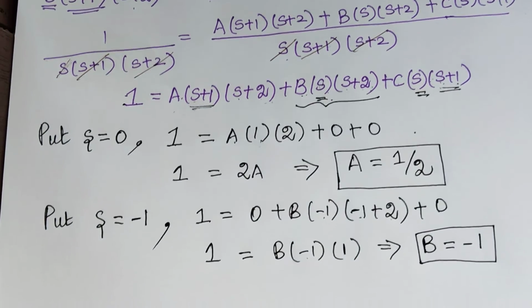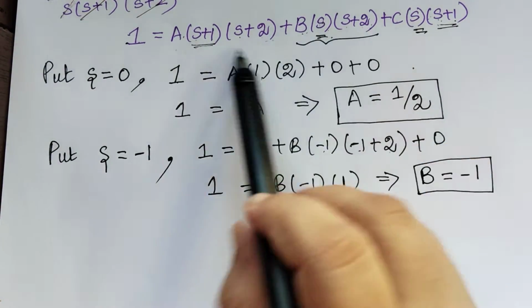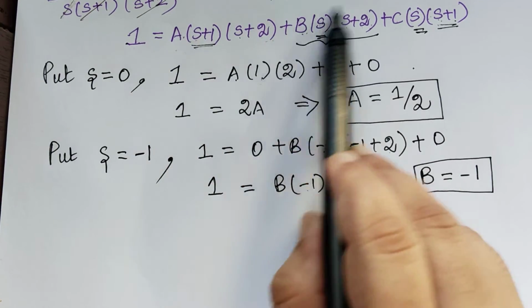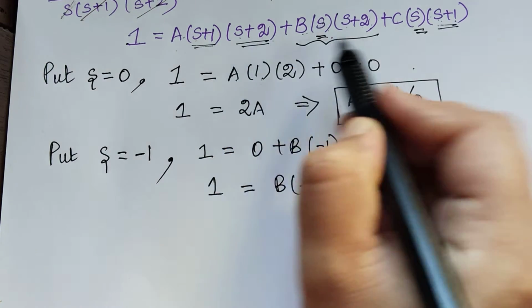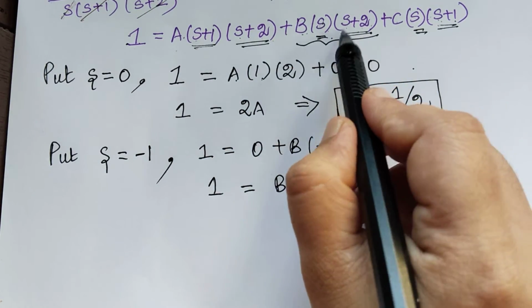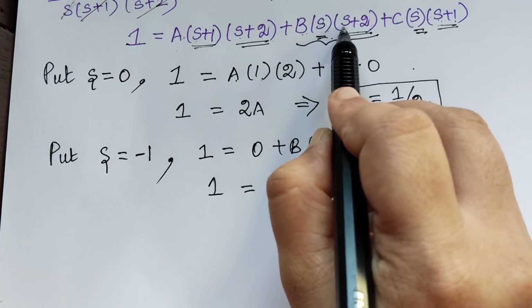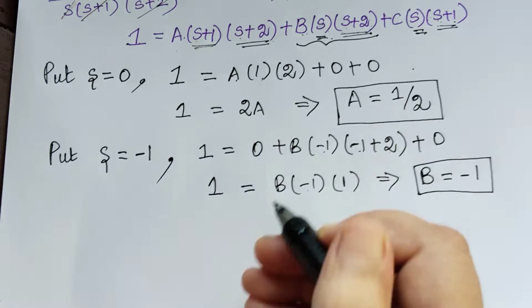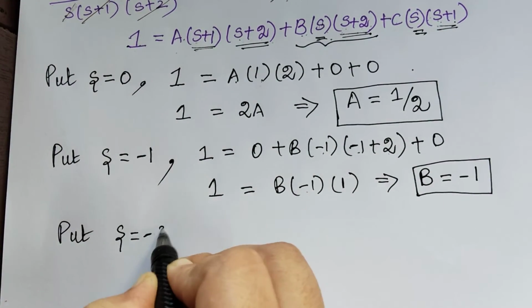Now in a similar manner, we have to obtain the value of c. So if we want the value of c, we want to make the terms of a and b as 0, for which the common two terms are s plus 2. So we have to put s is equal to minus 2. So that minus 2 plus 2 will become 0, and here also minus 2 plus 2, these terms will become 0. So put s is equal to minus 2.